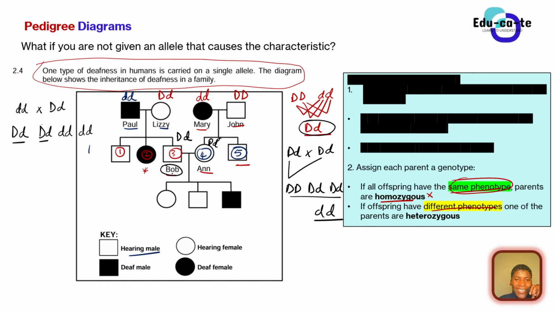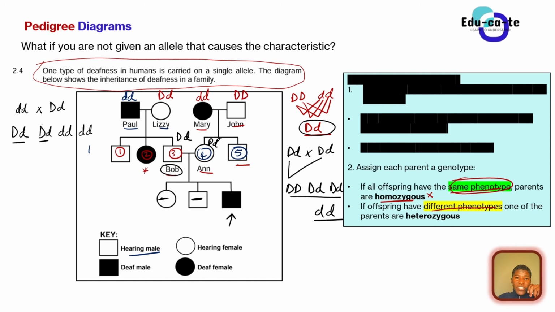So here you can see that among the sons and daughters of Bob and Anne, one of the sons is infected. This one is not infected. This one is not infected. So you analyze using this trick only if they don't give you the allele that causes the condition.